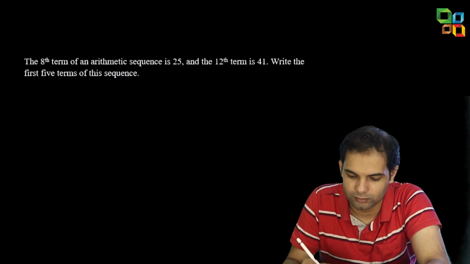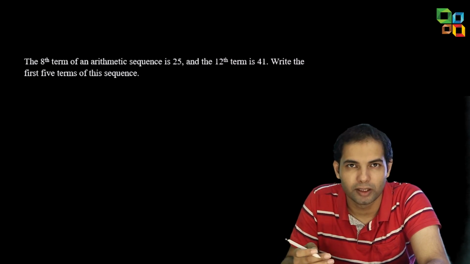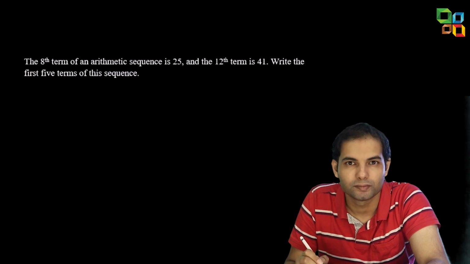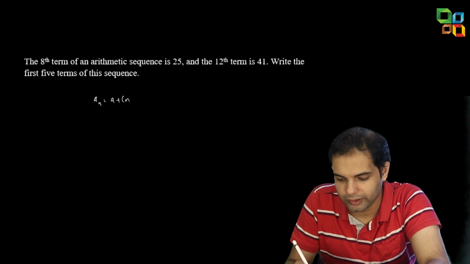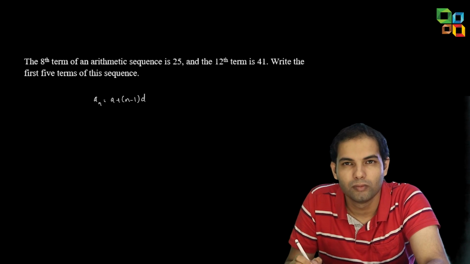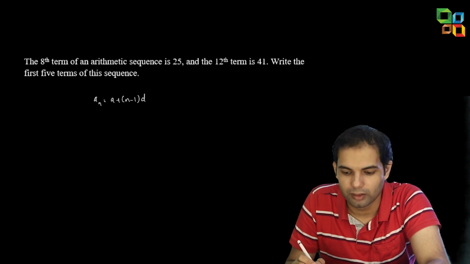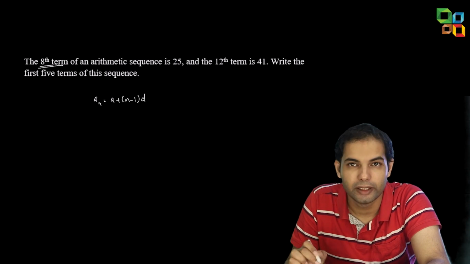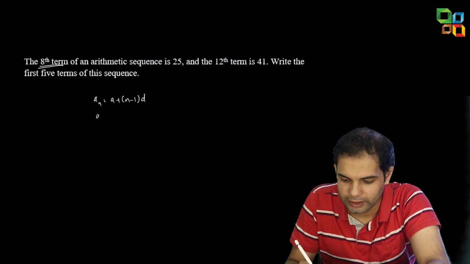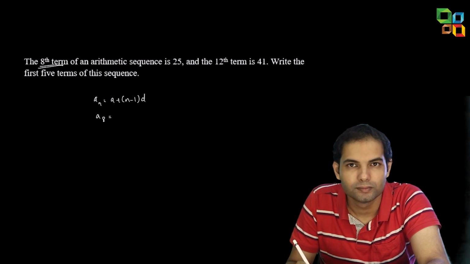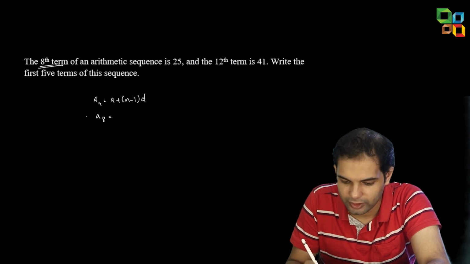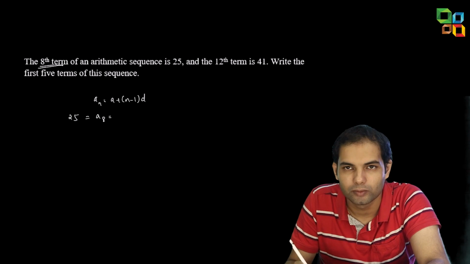I don't know, sir. You just tell me what is the general term. For nth term, how do you find it? A plus n minus 1 into d. A plus n minus 1 into d, right? What is asked right now? The eighth term is told, right? Eighth term means A8, correct? What is A8? 25. Yeah, A8 is equal to 25, but in the formula, what is it equal to?